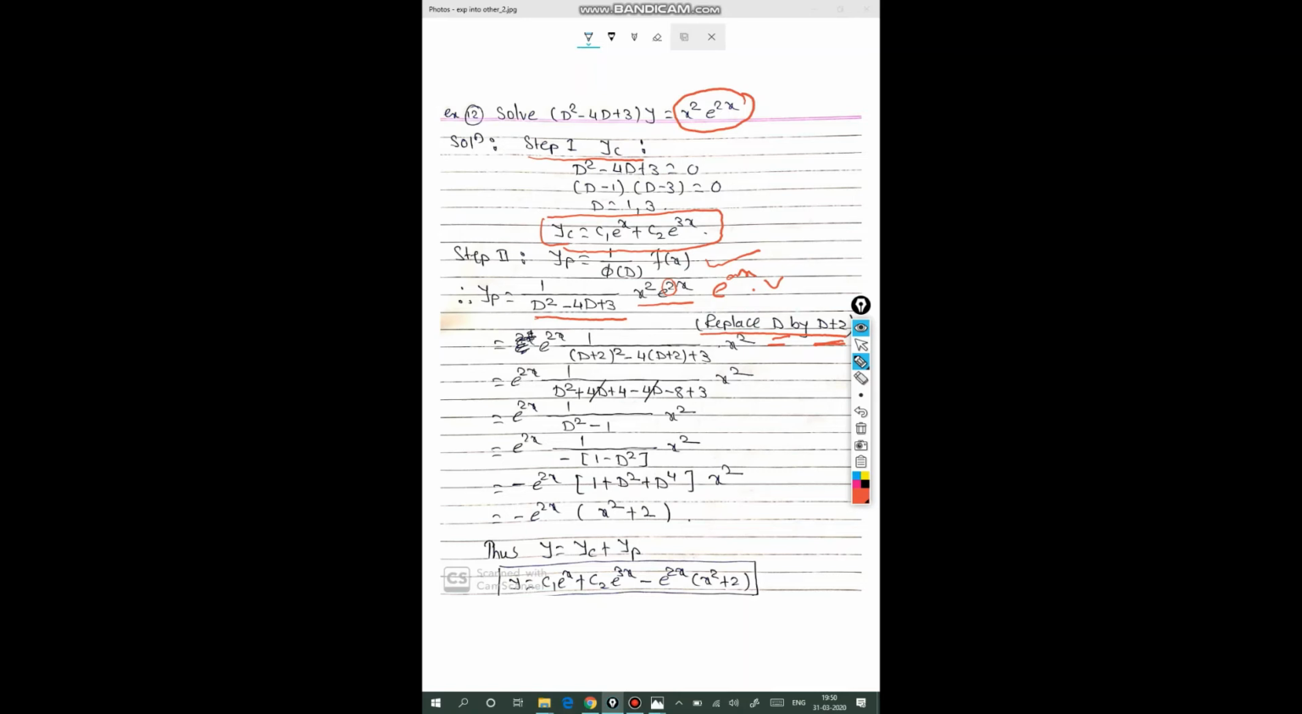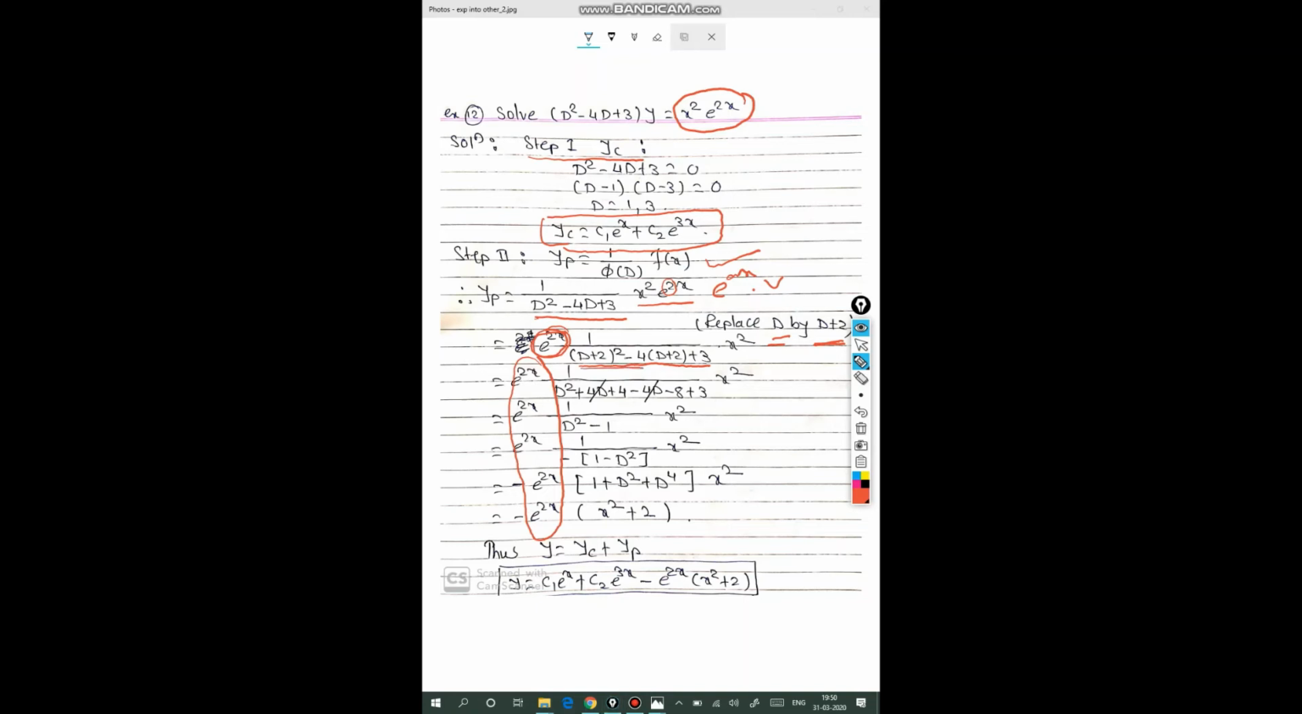When we replace D by D plus 2, we write this e raised to 2x outside the operator. This is also an important thing. Many times you forget and keep it inside the operator again, which is not correct. You should definitely not write it there; you should keep it outside, and then we replace D by D plus 2. Throughout till the end, that e raised to 2x stays outside as it is, with no change.